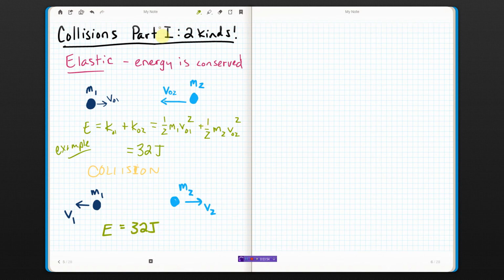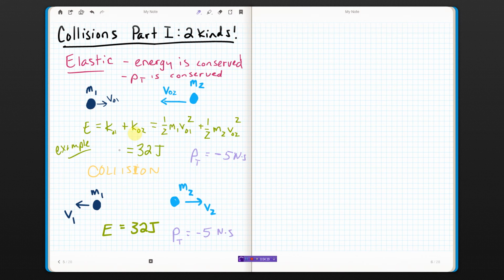Turns out the momentum is also conserved. Total momentum is conserved. So if their momentum was, well, this one's positive and that one's negative, say the total momentum was negative 5. Then their total momentum had better still be negative 5. They have to be.